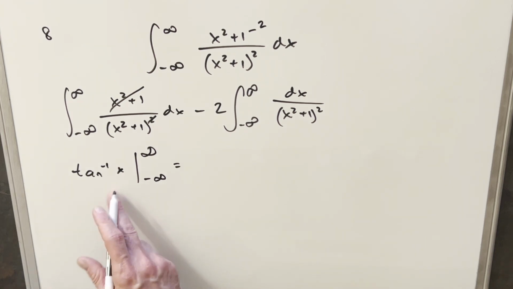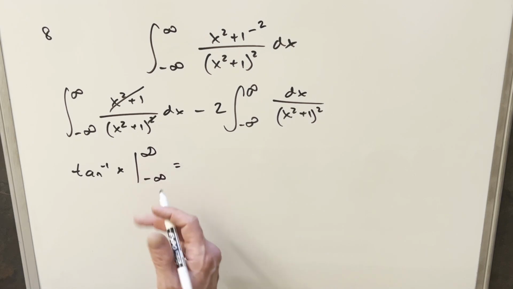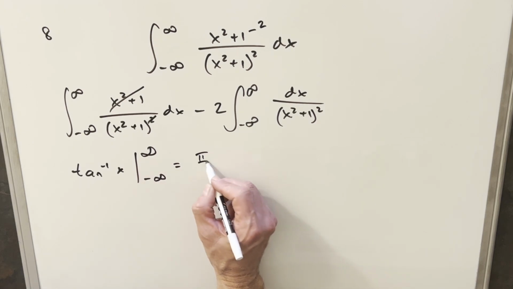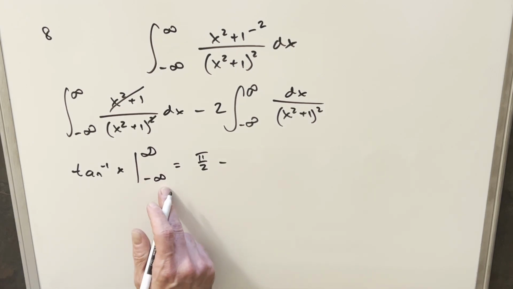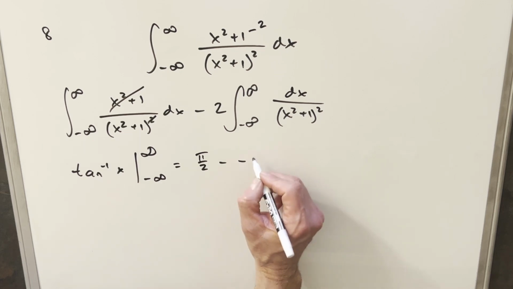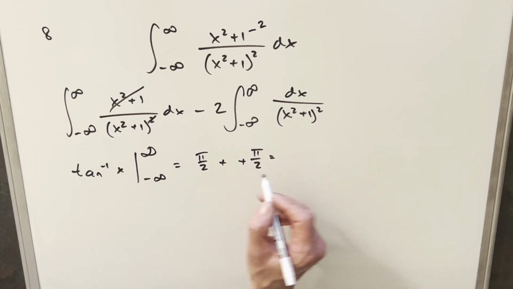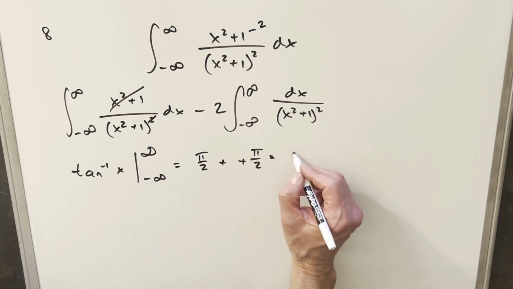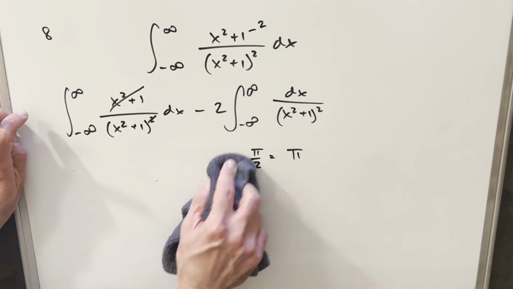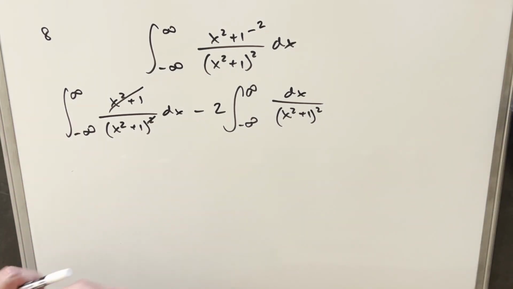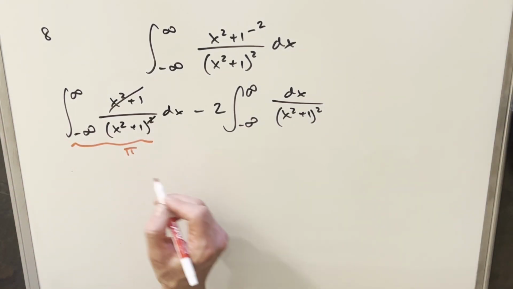So if I evaluate arctan, of course, this is going to be a limit as x is approaching infinity. Well, this first part's going to be pi over 2. And then for the second part, when x is approaching minus infinity, this is going to be minus pi over 2. Of course, minus times minus gives me a plus. We add pi over 2 and pi over 2, it's just pi. So with this first piece, I'm just going to label this pi, and then we'll focus on our second integral.